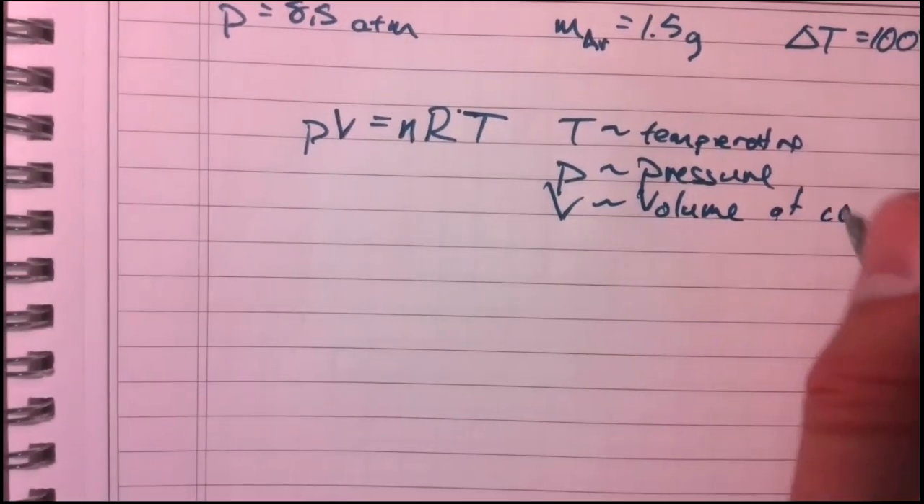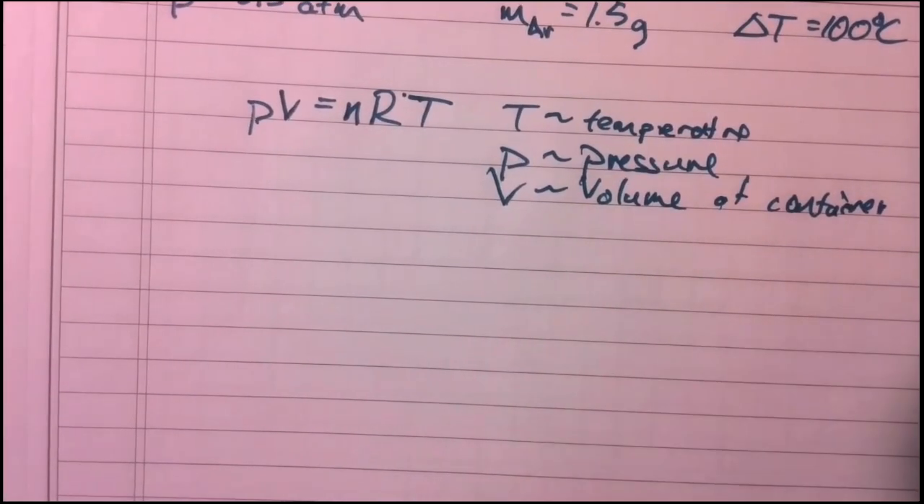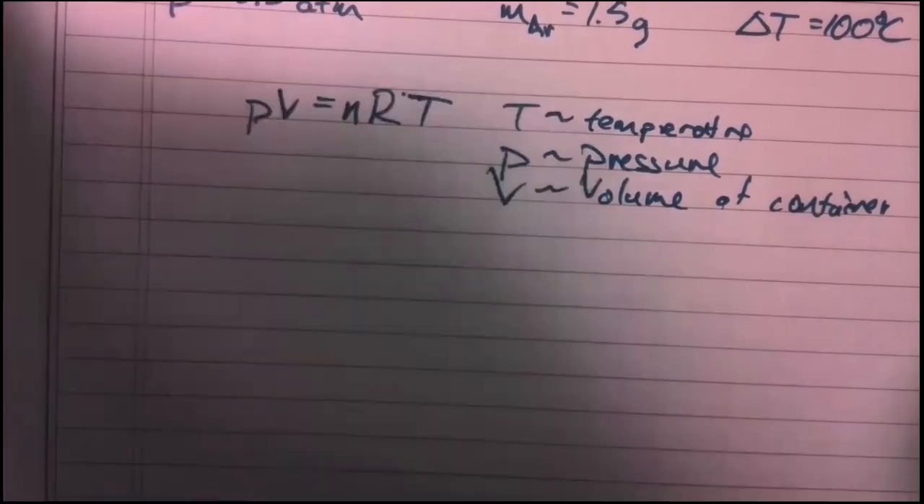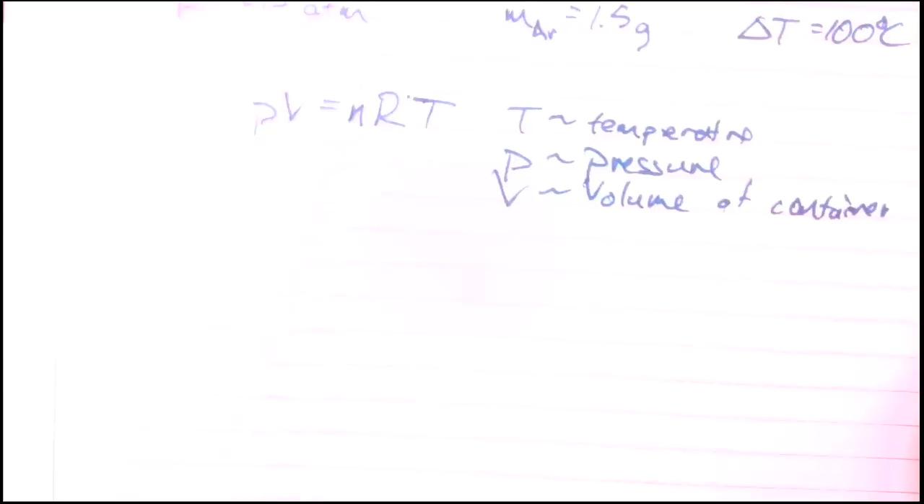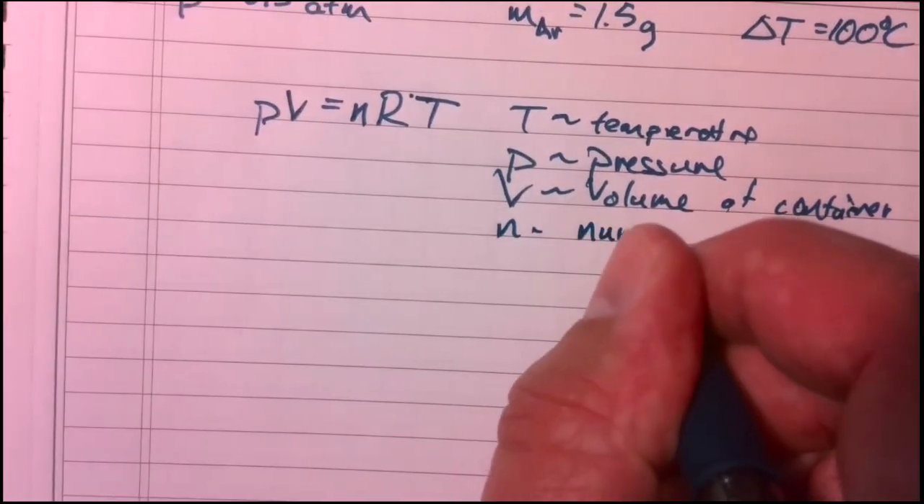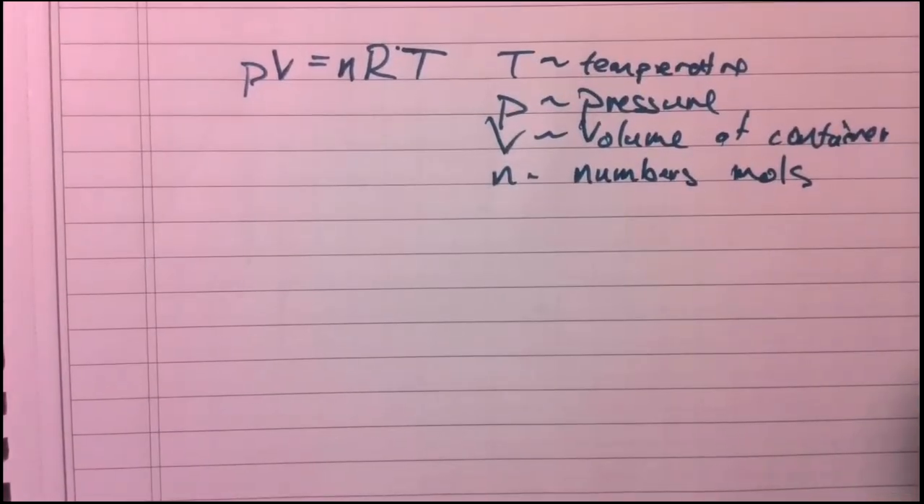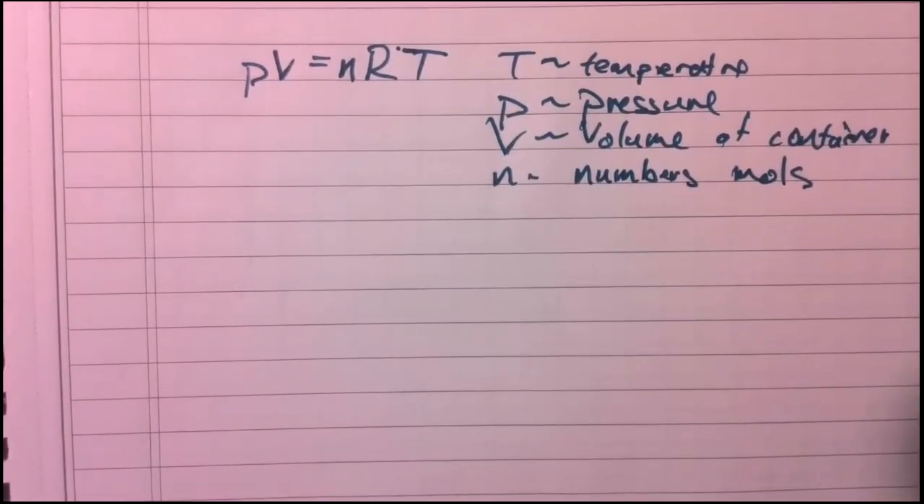Sometimes you'll have a container that can't change sizes, like the can of Pepsi. It's got a fixed volume, and then little n is the number of moles. We're going to talk about what a mole is. You hopefully already know a little bit about it.